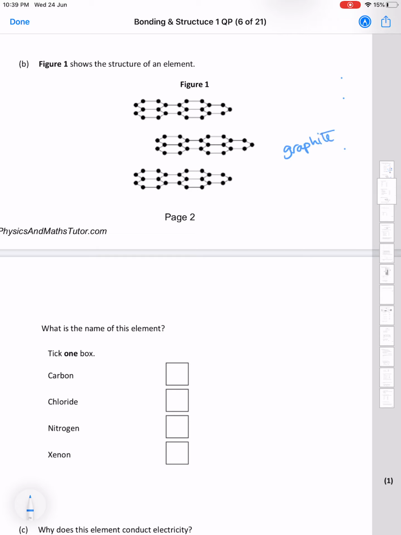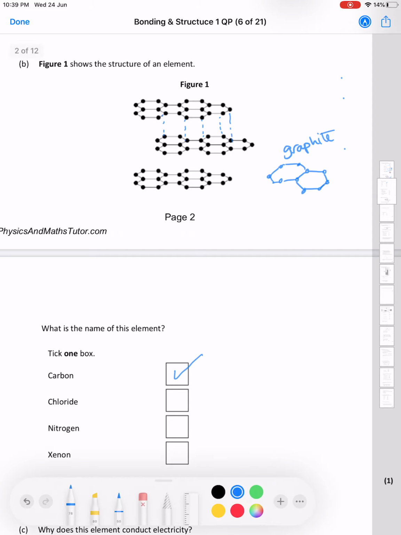Graphite is made up of hexagons of carbon, as you see. Those are hexagons of carbon, and those hexagons are connected as layers. Each layer is connected with the other layer by intermolecular forces. That's why the layers of graphite can slide over each other, making it a very good lubricant. So I would choose the carbon, because as we see, those are hexagons of carbon atoms of the graphite.